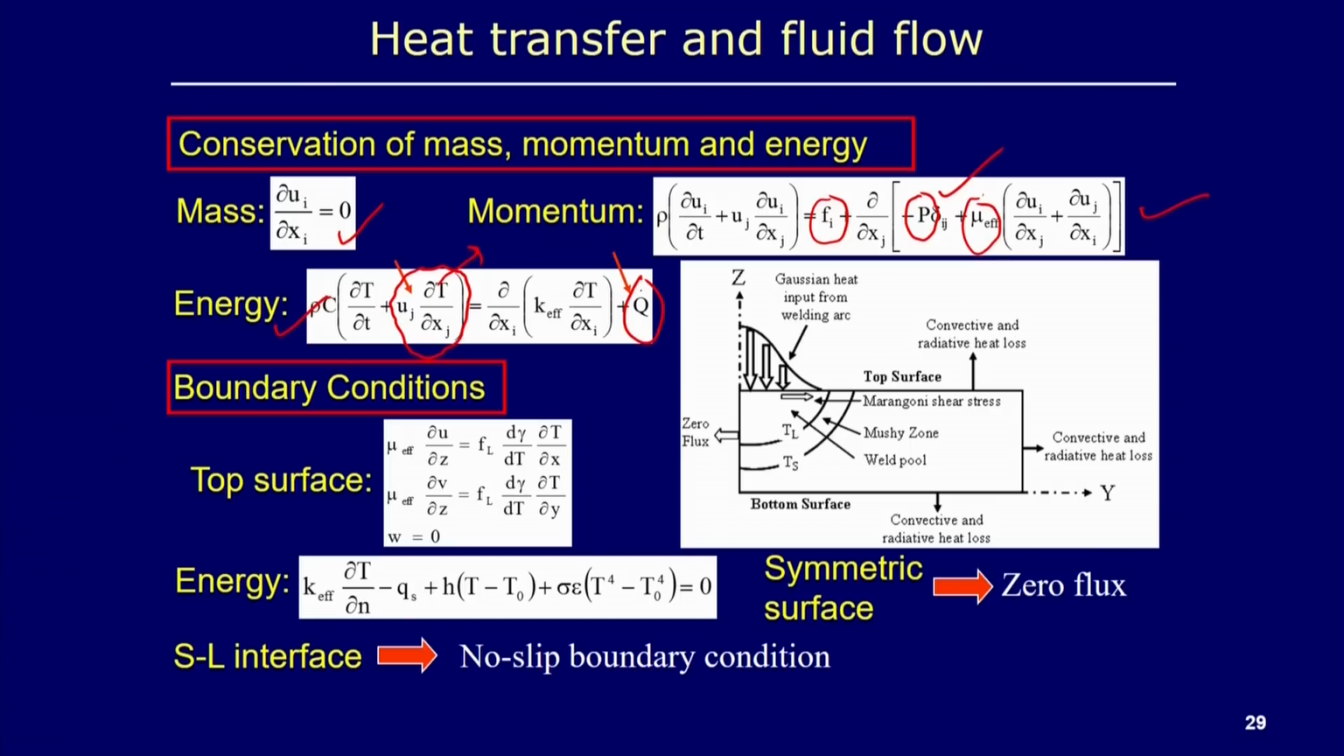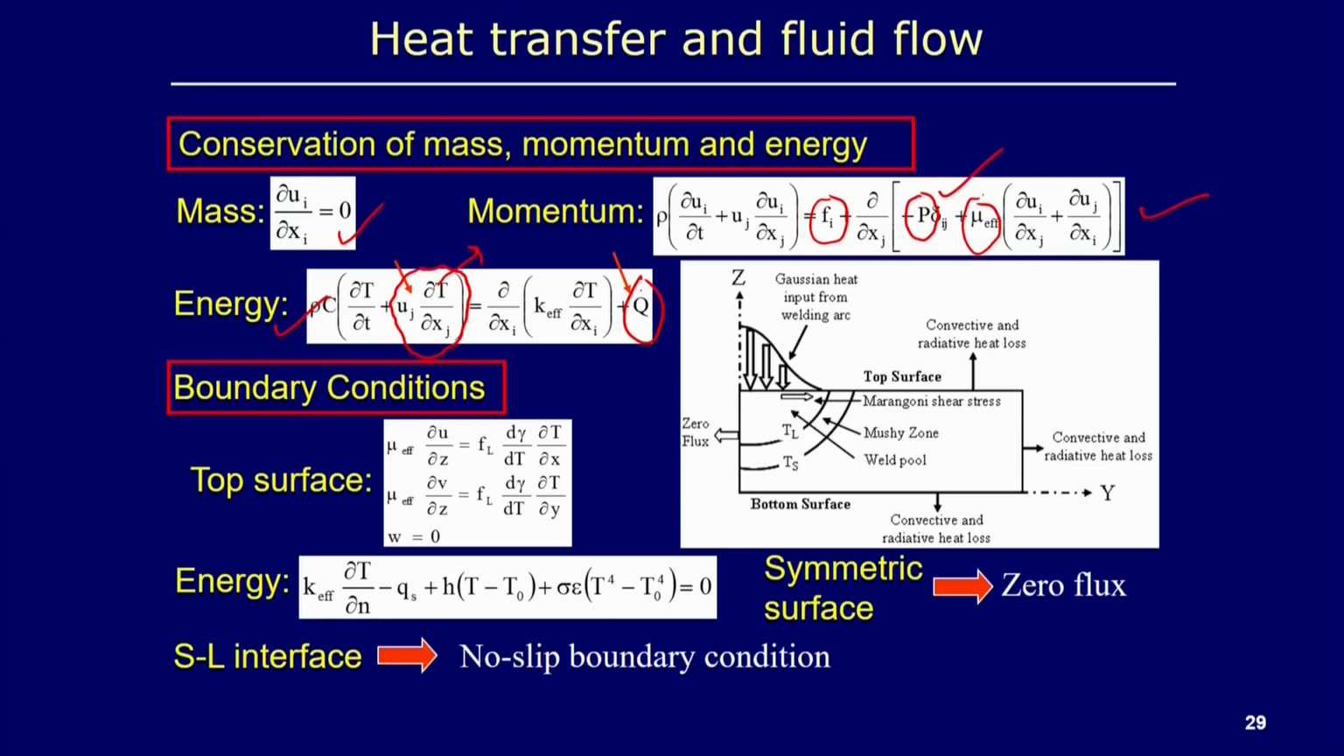That can be incorporated through the boundary condition, and that will be able to find out the actual solution of the temperature distribution as well as the velocity distribution in case of the welding simulation. Now, if you look into the boundary condition, how can we represent the boundary interaction here?